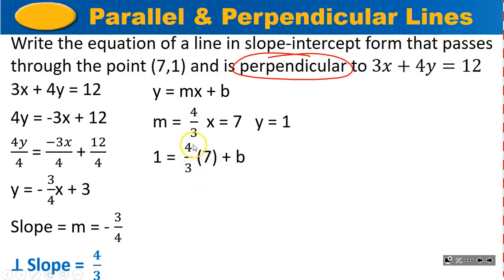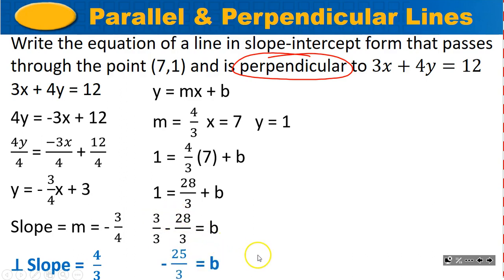Once we do this, we're going to multiply 4 times 7. That gives us 28 over 3 plus b, and that's equal to 1. Now, what I typically do with this is give them a common denominator. So I know that 1 is equal to 3 over 3. Then I'm going to subtract 28 over 3. So that's going to give me negative 25 over 3.